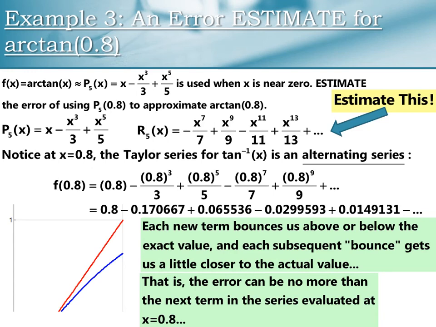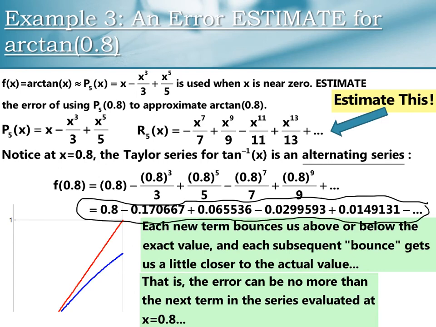So if you take a look right here, what I've done is I've actually just computed the decimal values for the degree 1 term, the degree 3 term, the degree 5 term, and so on and so forth. And you can see how they telescope, how they fit in with each other. We have 0.8 minus 0.17 plus 0.06 minus 0.029 plus 0.0149. And so what's happening is that the terms are alternating, and they're nesting together because not only are they alternating, but they're getting smaller each time.